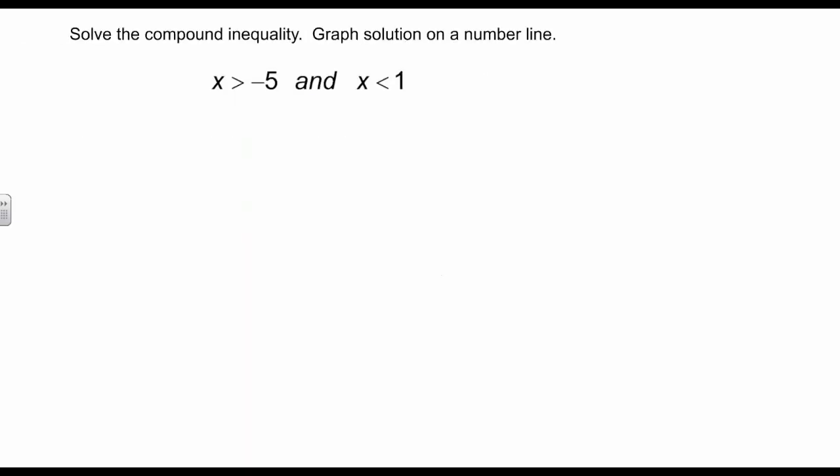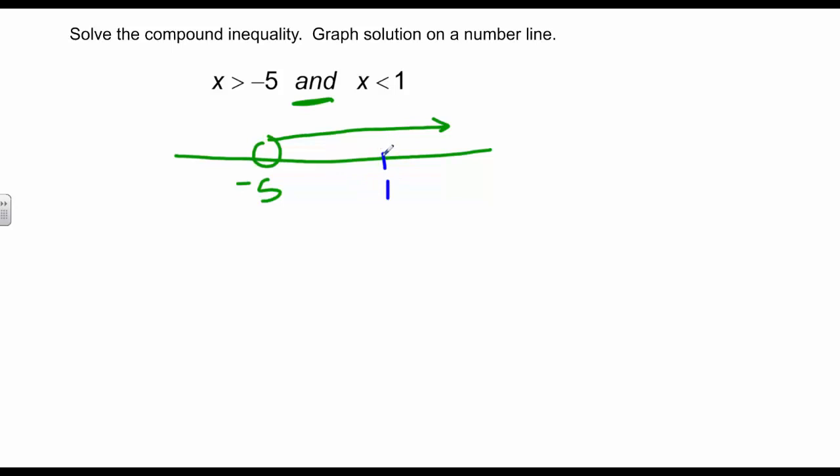This is a very simple compound inequality. In fact, the two inequalities have already been solved. It says x is greater than -5 and x is less than 1. So here's that operator of AND. And let's see how this works out. If I were to graph this, then my solution would look something like this. Here's a -5 on a number line, and I'd open circle that, and I would move to the right. Now, if I was to graph on that same number line x is less than 1, I'd open circle that, and I'd move to the left.